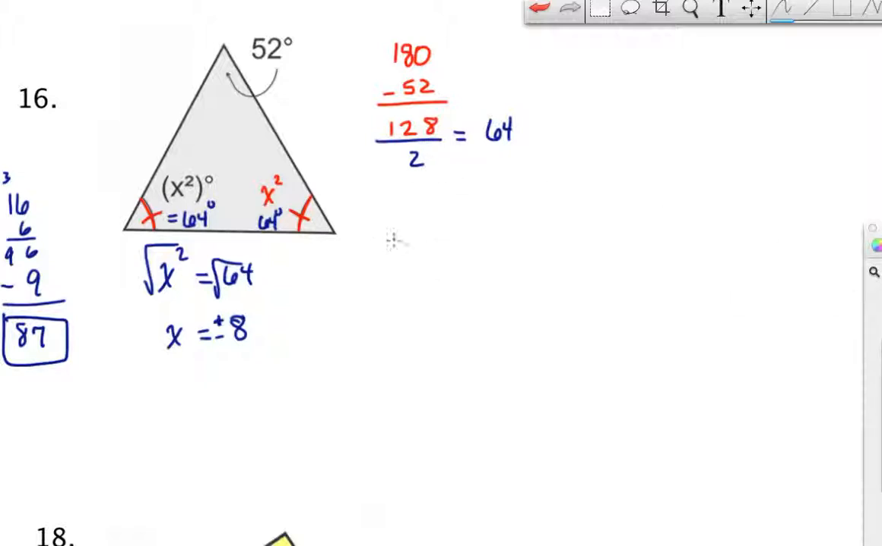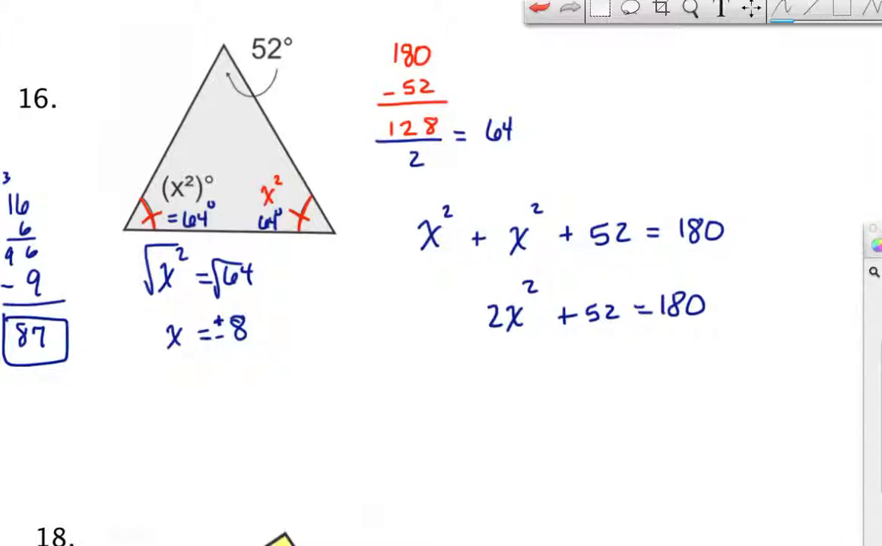If you want to set up an equation with this, like we did before, you can. We have an x squared angle. We have another x squared angle. We have a 52. And the sum of this is 180. It's the same. He did it except in small steps. So how many x squareds do we have here? We have 2x squared. And then you can subtract 52 from both sides. This is the same thing that he just did, except he did it in individual steps.